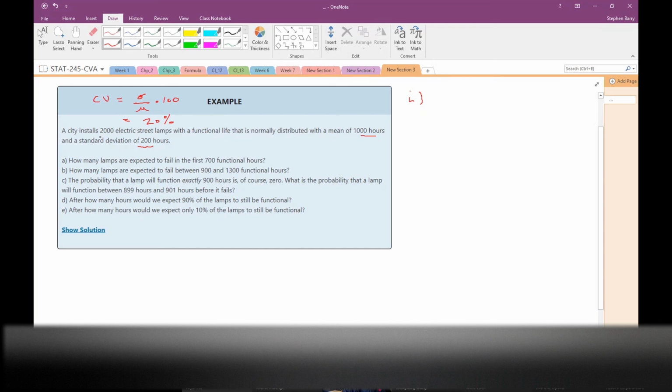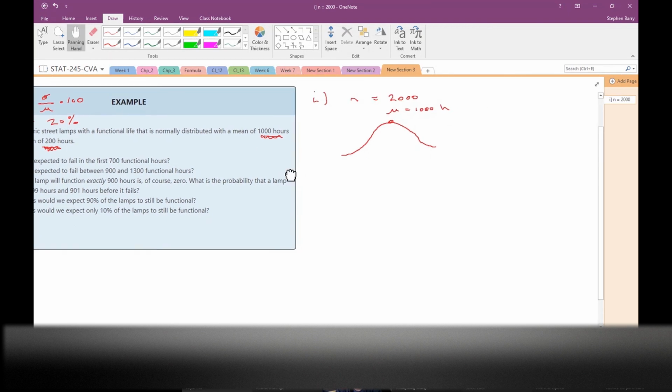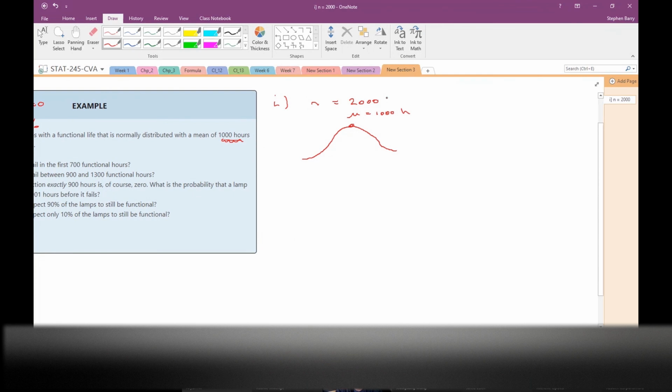So the other thing that's cool about this problem is that it actually says, okay, well, what if we have 1,000 light bulbs or 2,000 light bulbs, and it's a cool question. How many do you think are going to fail after 700 hours? I know the average is 1,000 hours. Put your units in there so that I know what's going on, right? This is 2,000 bulbs, 1,000 hours, standard deviation. I already know it's hours, so I don't have to write that there.